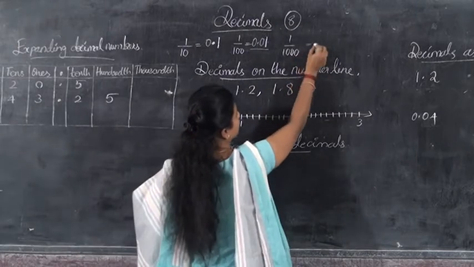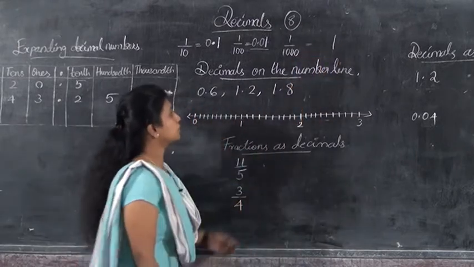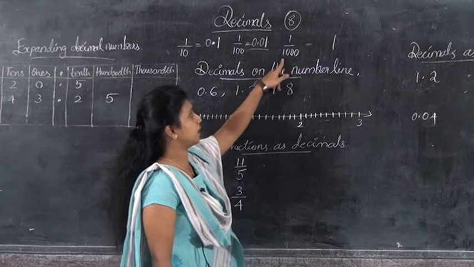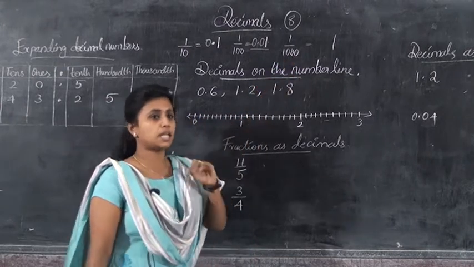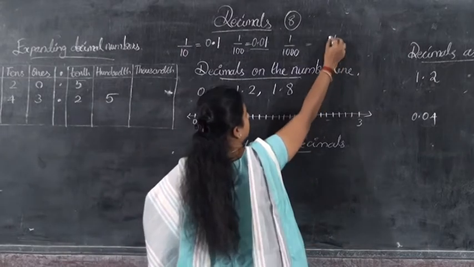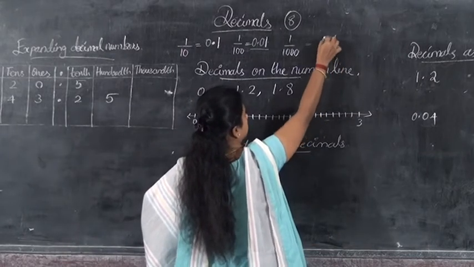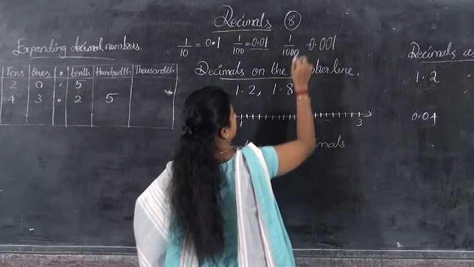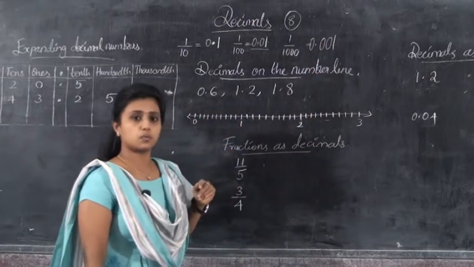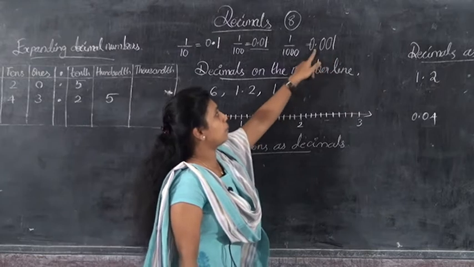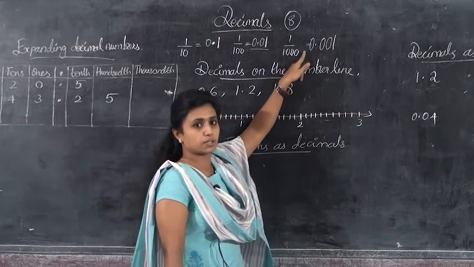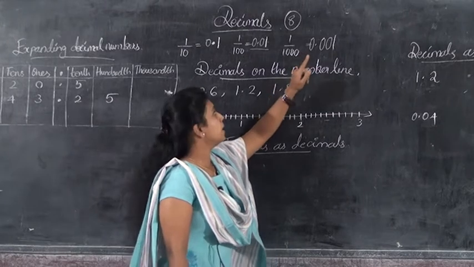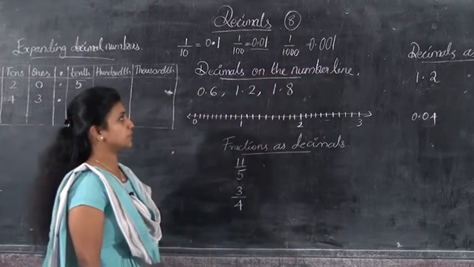Next one, 1 by 1000. First write the numerator. Then count the number of zeros: 1, 2, 3. 3 zeros. This means that you want to put the point after 3 places. So 1, then 2, then 3, then put the point. To see that point, you want to put the 0 at the beginning. So the answer is 0.001.